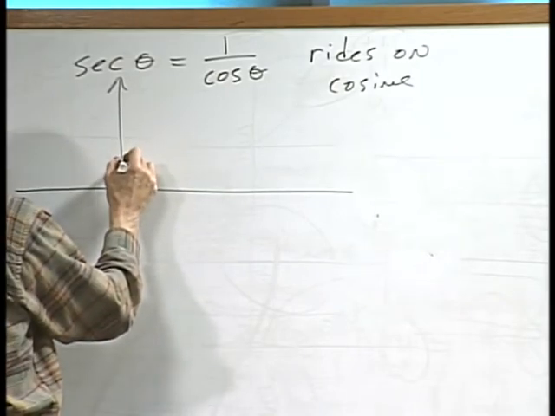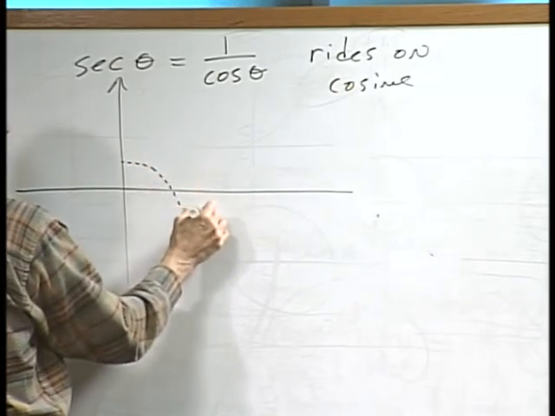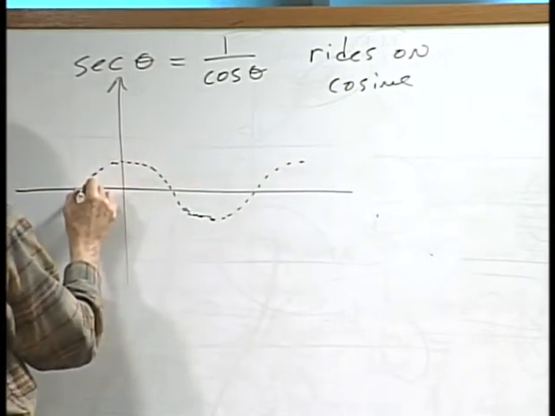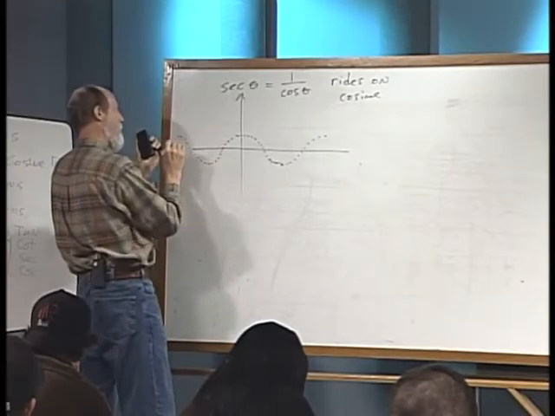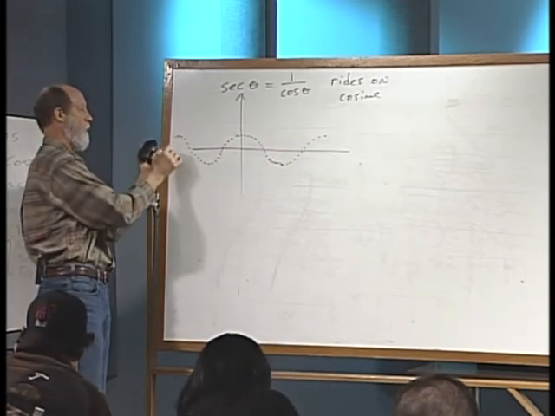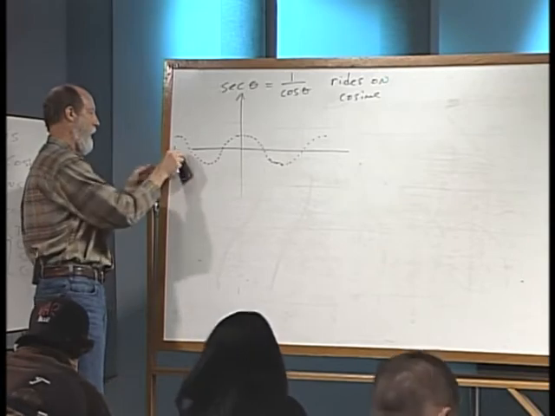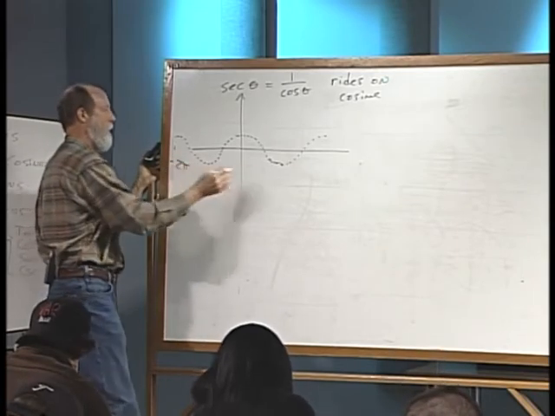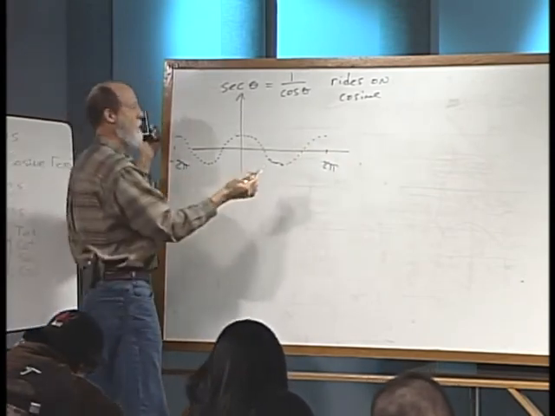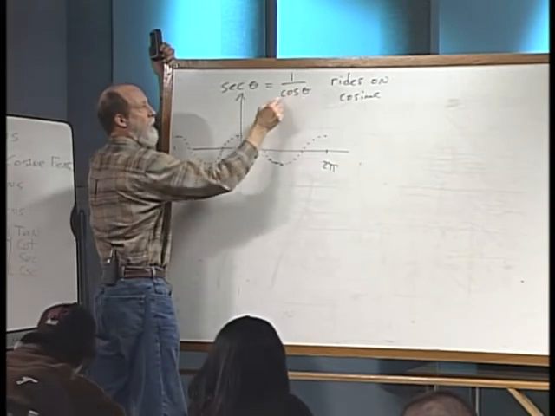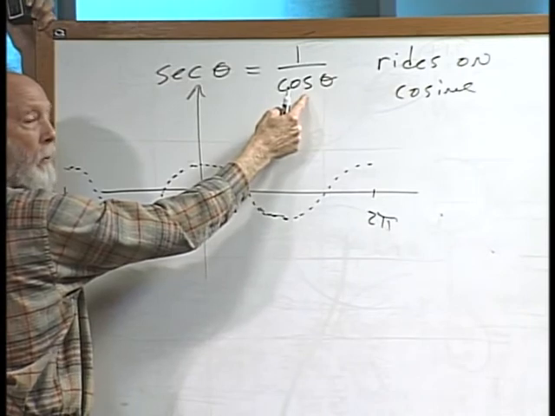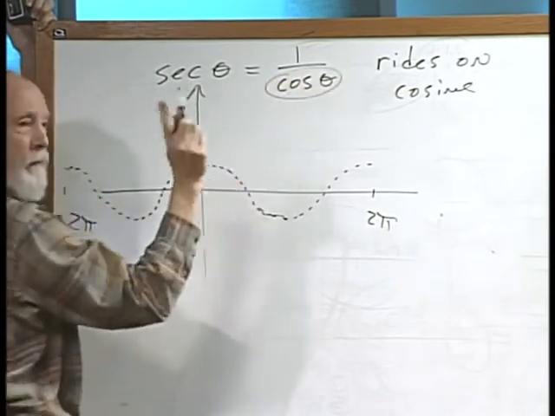But let me lightly dot in a cosine graph through more than one cycle. Okay? So here's a cosine graph through 2 cycles, from minus 2 pi to 2 pi. What I mean by riding on, look at this. Cosine, you get trouble in this fraction, don't you? If you divide by 0. So places where the cosine becomes 0, we have trouble.